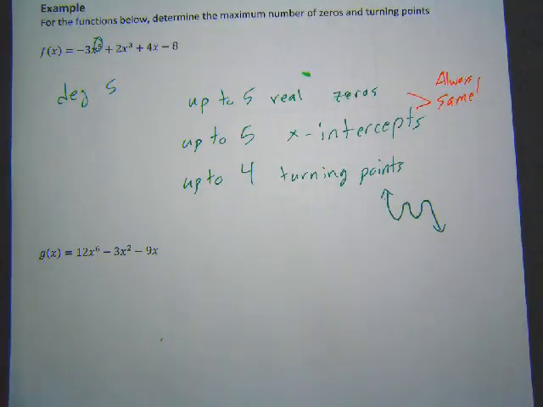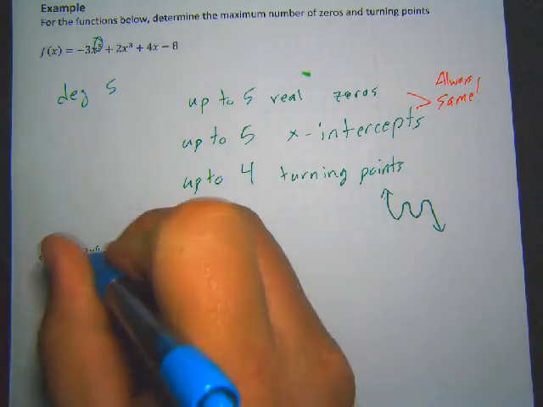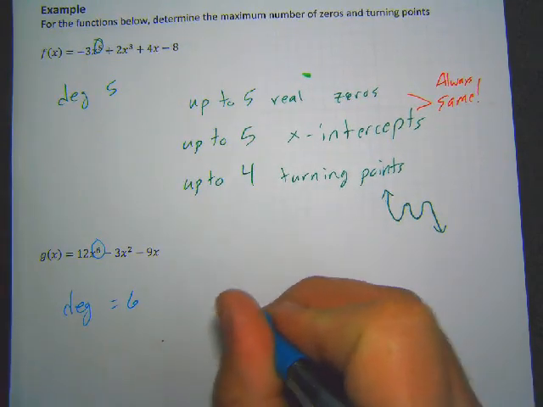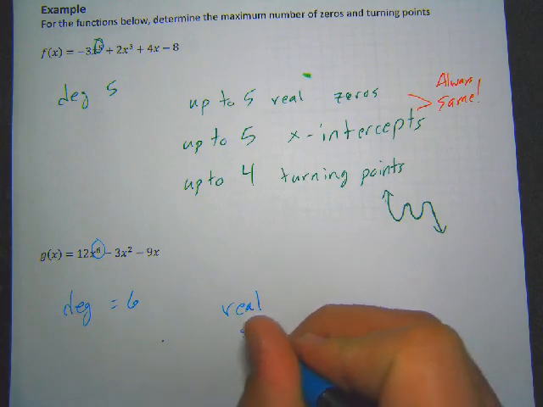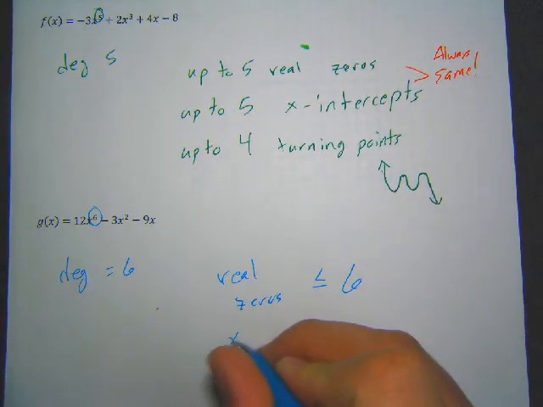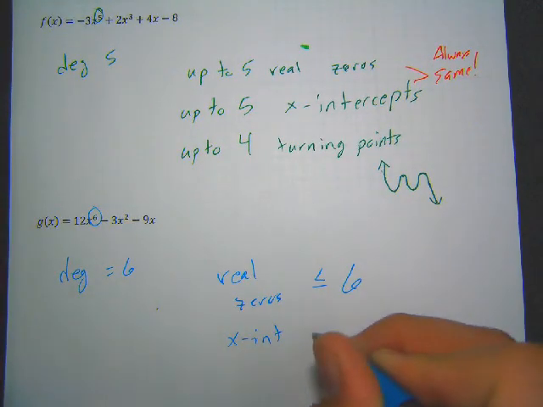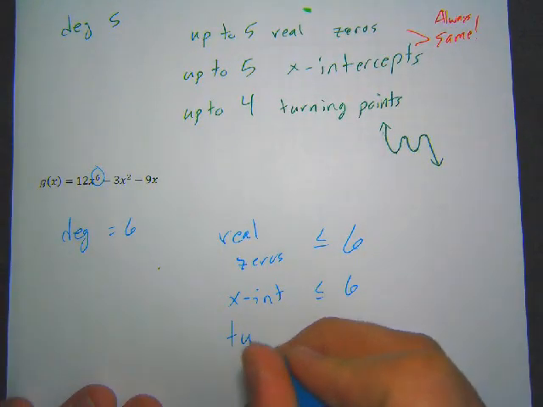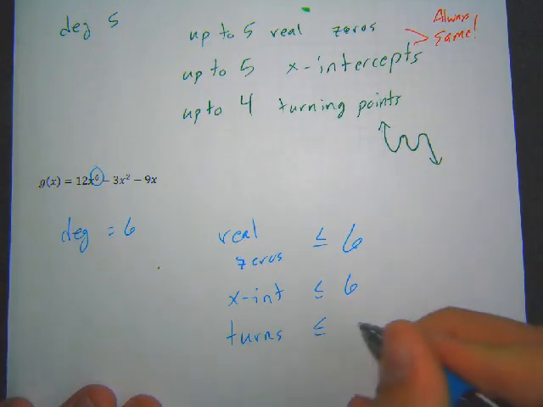The next one's degree 6, right? So this one's degree 6. So the real zeros are going to be less than or equal to 6, right? There's no more than 6 of them. The x-intercepts, again, silly, but it's the same thing, no more than 6. And the number of turns here could be less than or equal to 5, right?